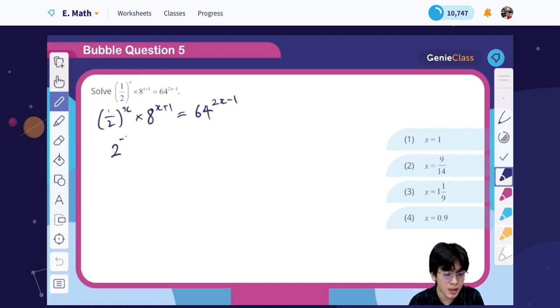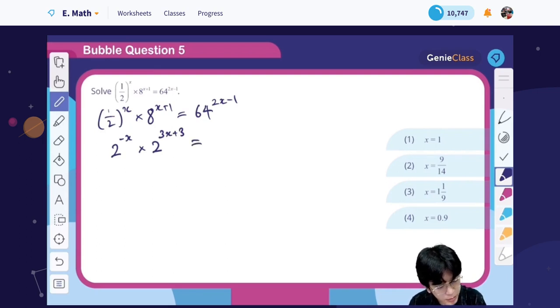Let's multiply that with the power of x. And then times, now 8 is 2 cubed. It's very useful to memorize your powers of 2. 2 cubed, and then you multiply with the power that you have. So your power becomes 2 power 3x plus 3.